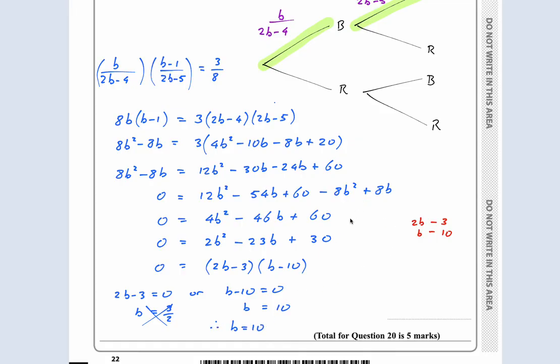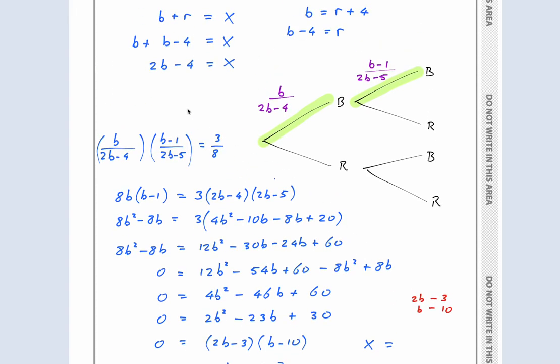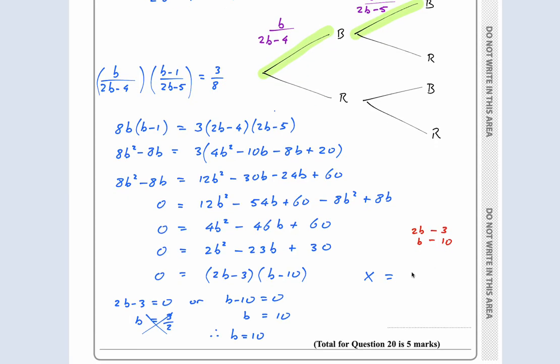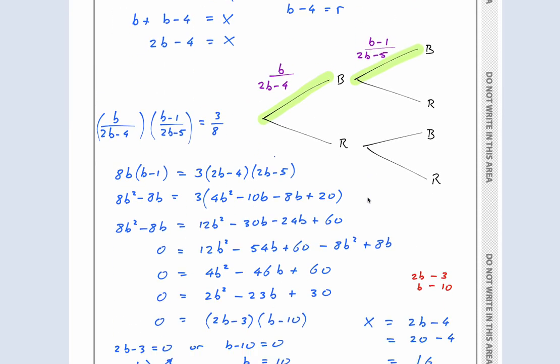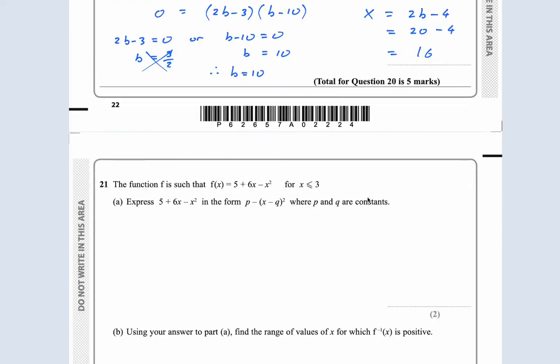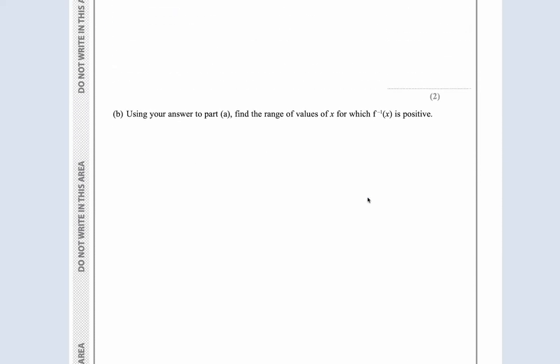Now that's not my final answer, because remember we said my final answer has to be x equals 2b minus 4, which is 2 times 10 minus 4, which is 20 minus 4, which is 16. So the final answer for question 20 is 16. Yes, I know, that is not an easy question at all. Okay, last question, I believe. Yes, last question.